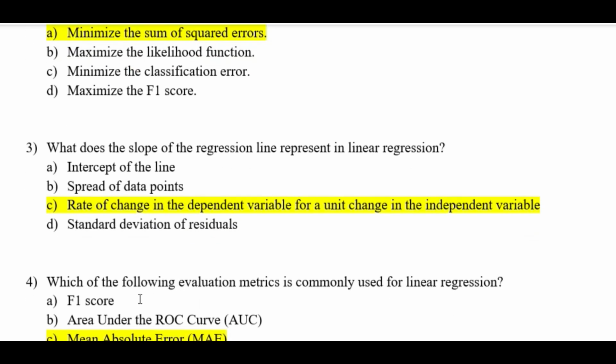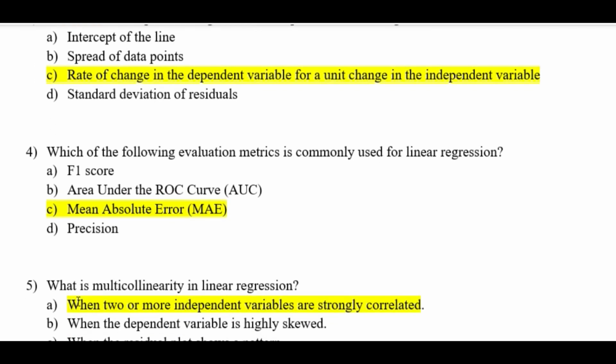Fourth question, which of the following evaluation metrics is commonly used for linear regression? This is mean absolute error, mean square error, root mean square error. So this is the relevant one, mean absolute error, MAE. What is multicollinearity in linear regression? When two or more independent variables are strongly correlated.